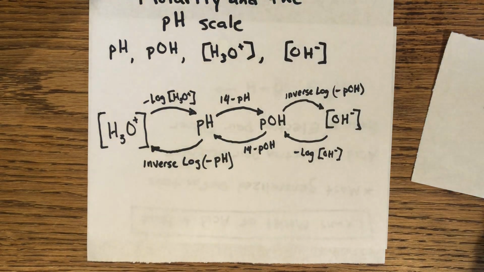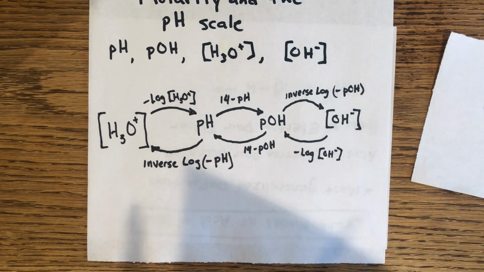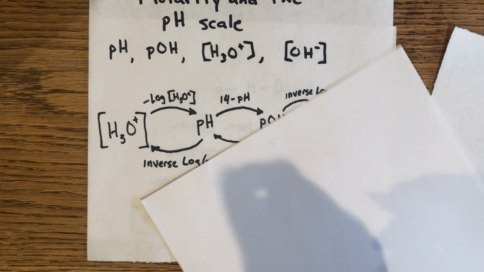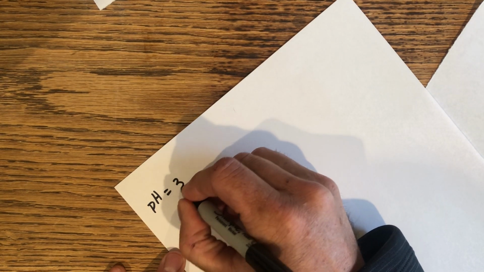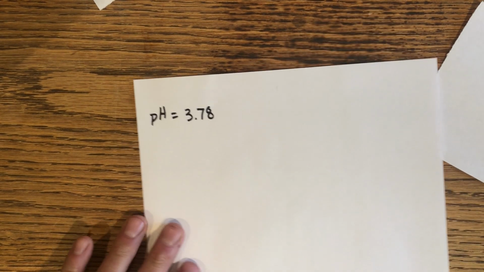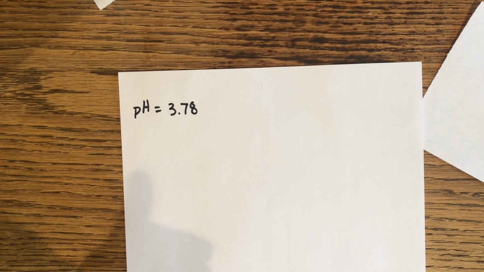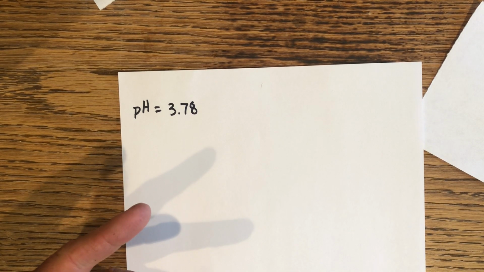So let's do a couple of examples here. This is going to help you with your homework, and I wish we had days and days to talk about this, because it's pretty interesting stuff, but this little mini lesson will at least help you with your homework. Let's say that you are given a pH of 3.78. If we have our pH and we want to get the pOH, the hydrogen ion concentration, and the hydroxide ion concentration.